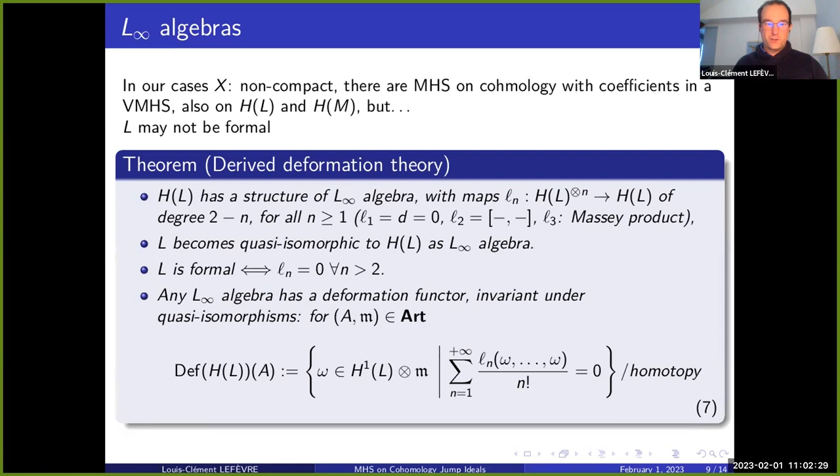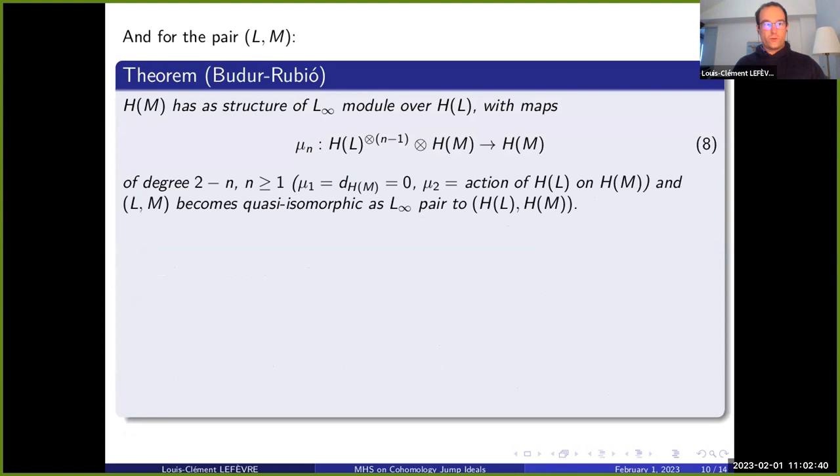And this was also improved in the theory of Budur-Rubio for a pair. I'm not going to detail this, but when you have a pair of a DG Lie algebra L and a module M over L, you can also do a lot of combinatorics so that the cohomology of M has a structure of L infinity module over the cohomology of L. So there are lots of maps going from n variables, taking n minus one variables in L and one in M, to the cohomology of M. These are higher action maps. Usually mu one is the differential in the module, and mu two is the action of the cohomology of L on the cohomology of M. There are also higher action maps that are kind of higher massey products. And the pair L, M becomes quasi-isomorphic to the cohomology pair.